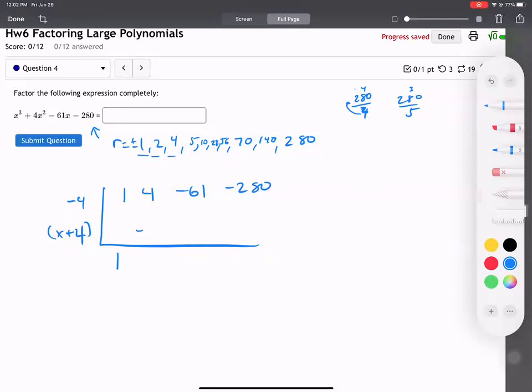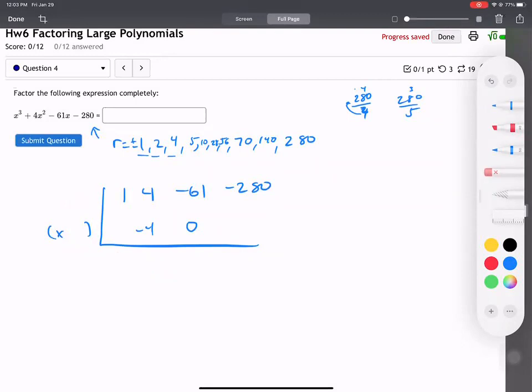So 1, negative 4, that's 0. Okay, 0 doesn't look like it's going to be good already. 0, negative 61. And this is going to be 248. So, nope, doesn't look good either. 244. So, nope, not good enough. All right, let's move on. Next one.